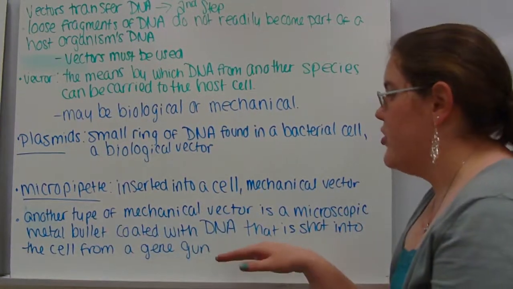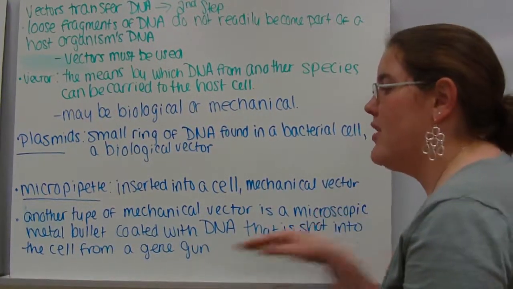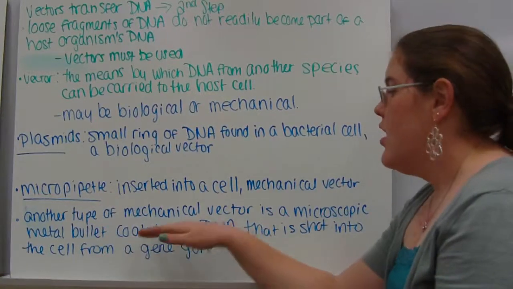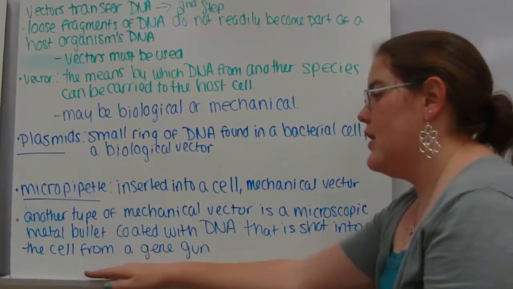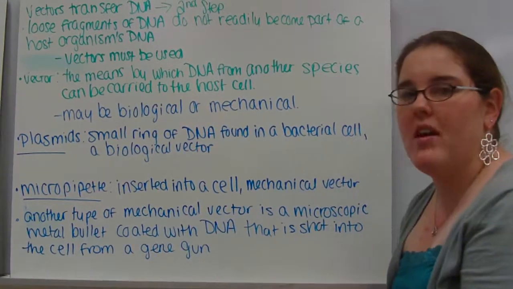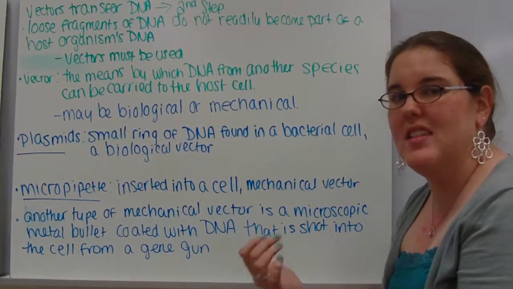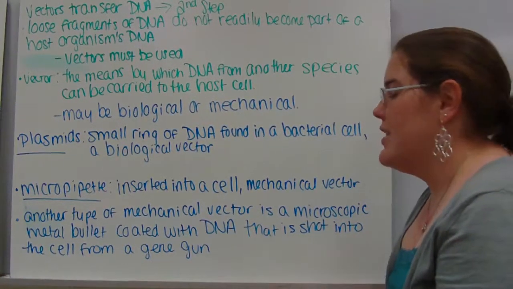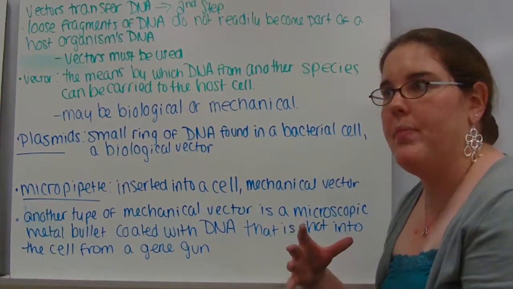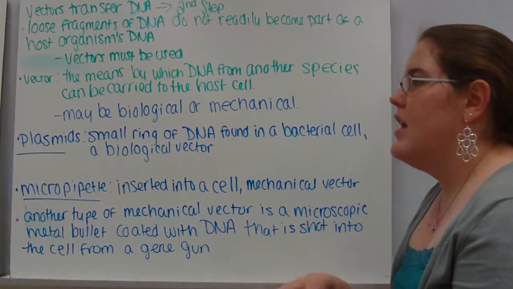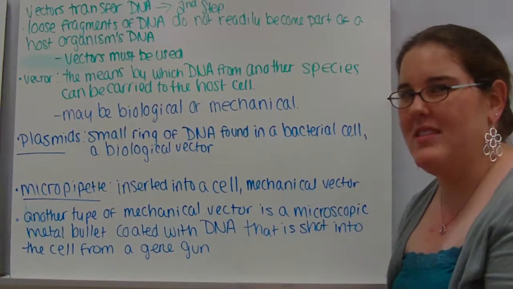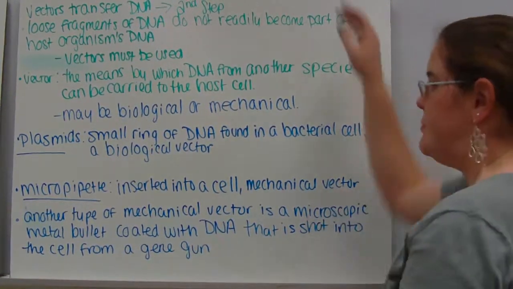The last type that we're really going to concern ourselves with is a microscopic metal bullet, essentially, coated with DNA. They've coated it with DNA, and it's shot into the cell from a gene gun. So it's similar to the micropipette injecting it in, similar to a needle. Same kind of thing, except this is going to be much more dynamic and much quicker. It can also damage the cell in some ways that, say, micropipettes cannot.